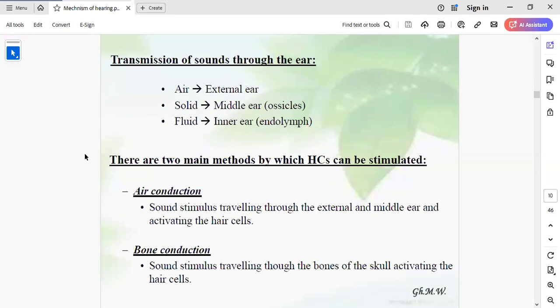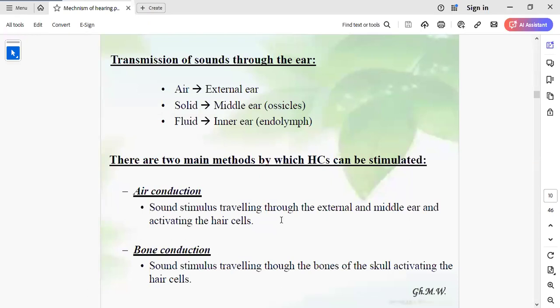So sound will pass through different media until reaching the nerve ending. It passes through air in the external ear, air in the middle ear and ossicles, and fluid in the inner ear. These different media cause sound energy to be dispersed. There is dispersion of energy of sound.